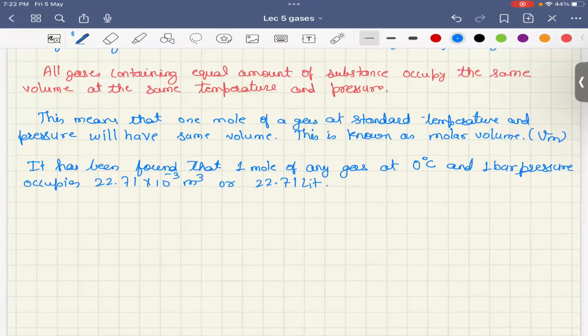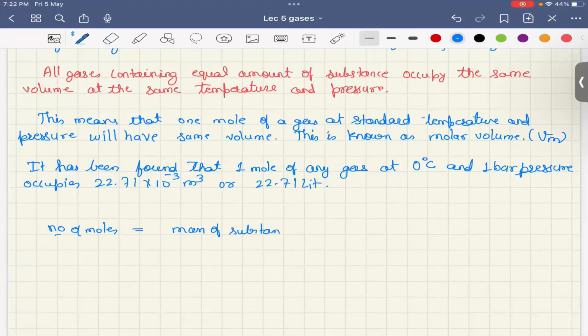It is further shown that this molar volume at the same temperature and pressure has the same volume, right? And the number of moles is going to be the mass of gas, the mass of a substance, let's say in kg, divided by the molar mass, which is denoted as m by M.